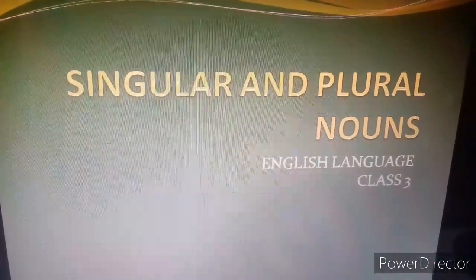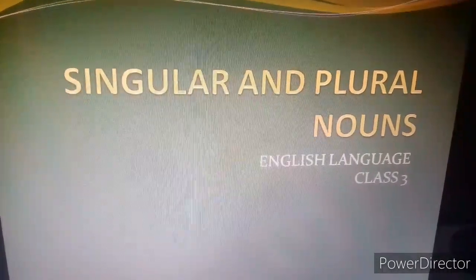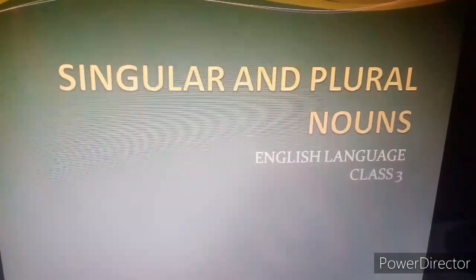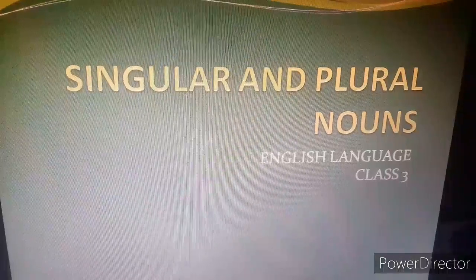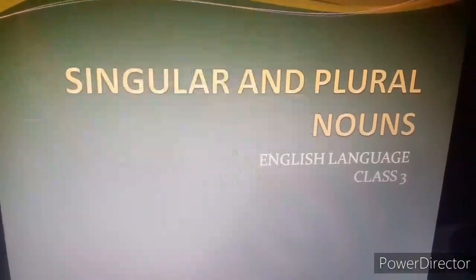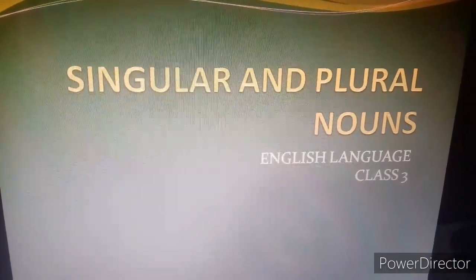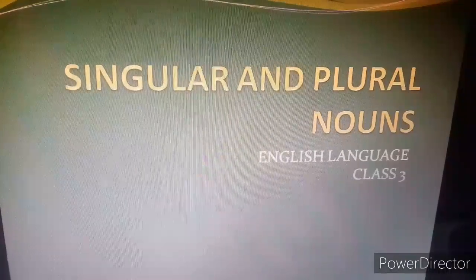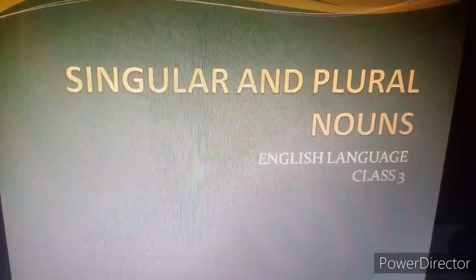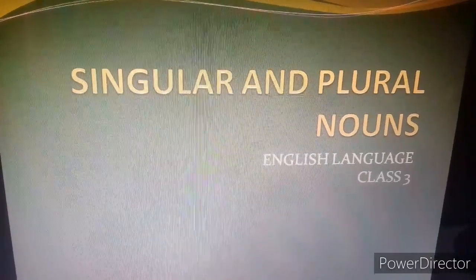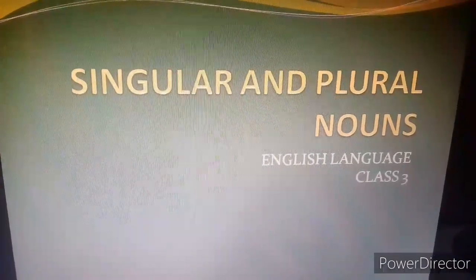In the last two classes we have learned about nouns. Before beginning this chapter, we have to revise what are nouns. So nouns are the name of an animal, person, place or thing. On the basis of number, nouns can be classified into two categories, singular nouns and plural nouns. Now we are going to understand about singular and plural nouns in detail.